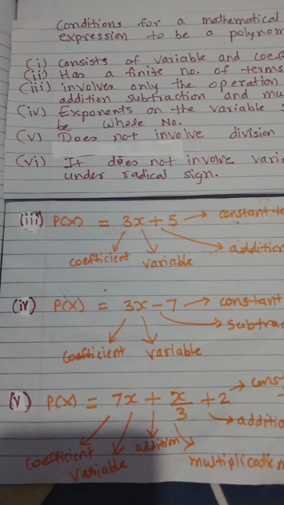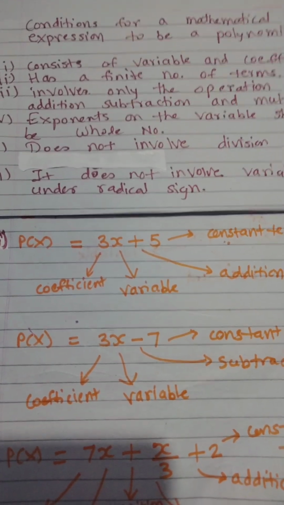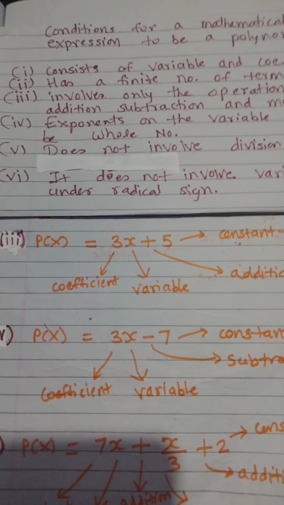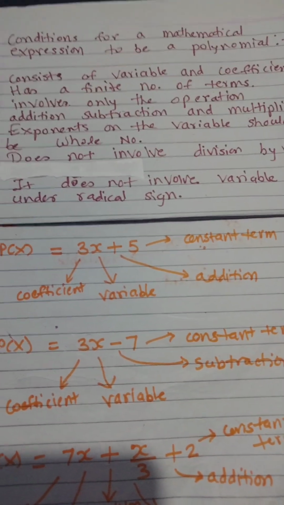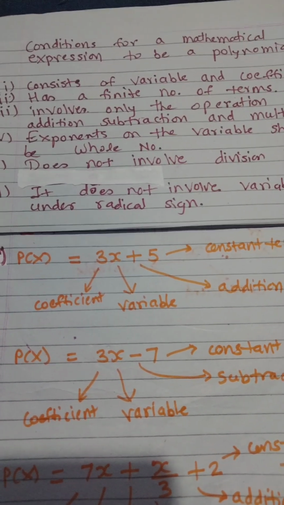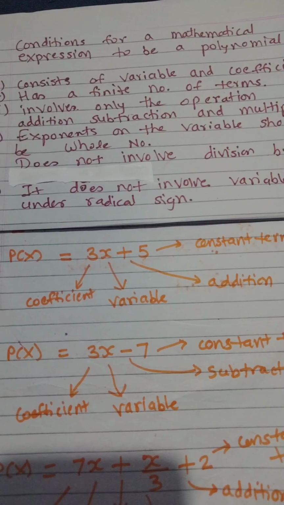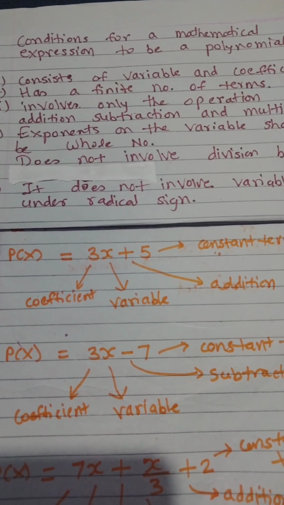The next example is p of x which is equal to 3x minus 7. So p of x equal to 3x minus 7 is also a polynomial because it satisfies all the conditions for a mathematical expression to be a polynomial. It satisfies the first condition that it has variable and coefficient. Here 3 is the coefficient, x is the variable. It has finite terms.